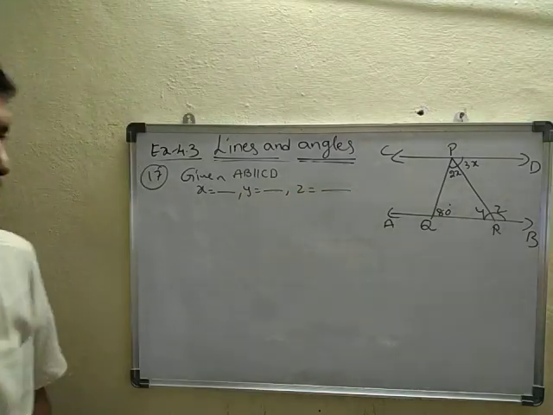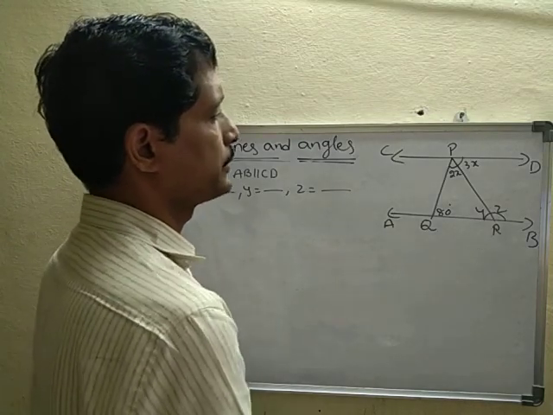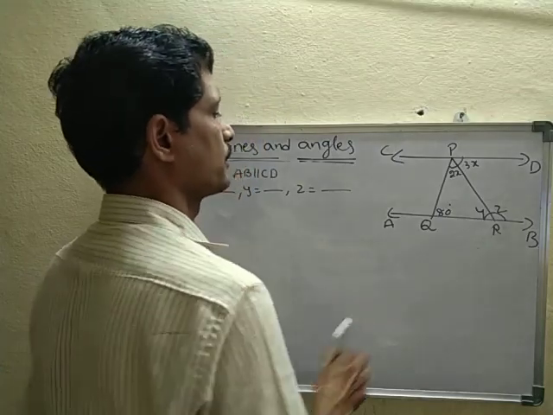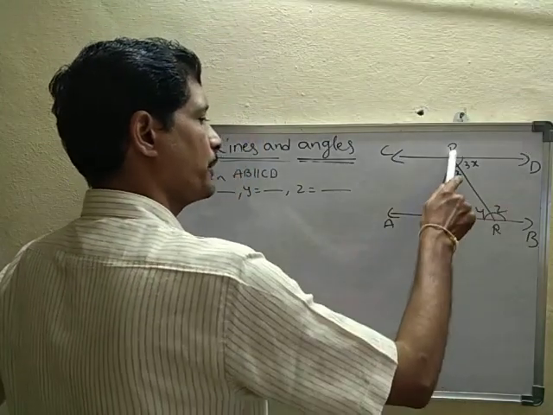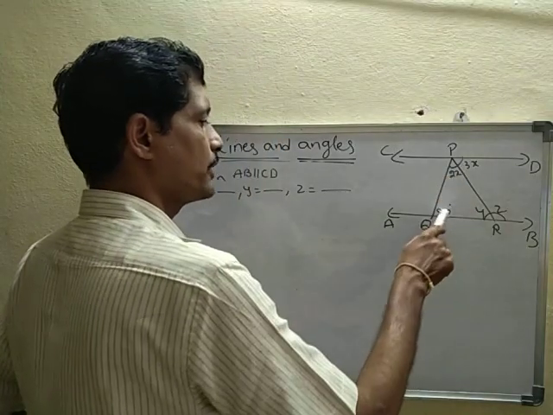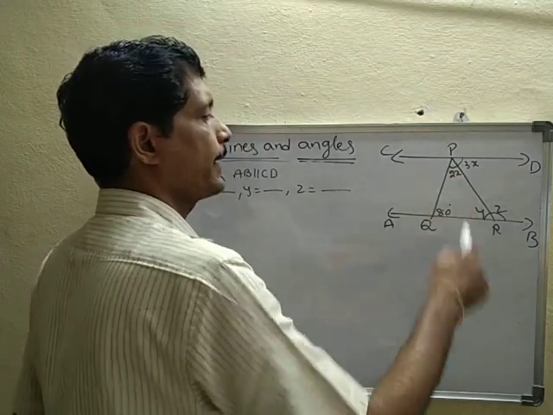Here AB is parallel to CD, therefore find the x value, y value and z value. Here AB parallel to CD means PQ is the transversal line. Therefore the sum of these two angles equals 180 degrees. Why? Co-interior angles.